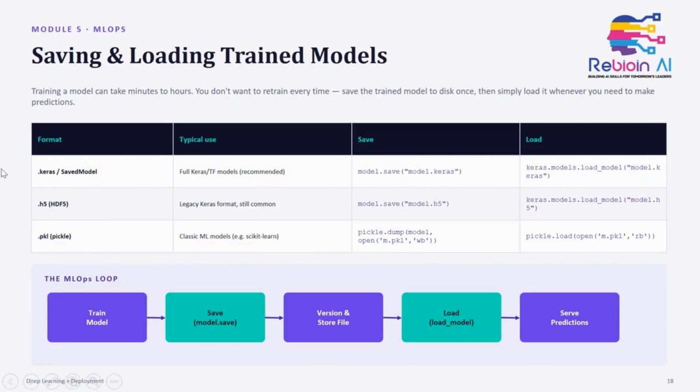Training a model can take minutes to hours. You don't want to retrain every time. Save the trained model to disk once, then simply load it whenever you need to make predictions. Save and load models: after training a model, you don't want to train it every time, as I said earlier. So you just save it to disk. With a clear instruction to the model, it will save and load all your data. This allows you to reuse the trained model whenever you need it.